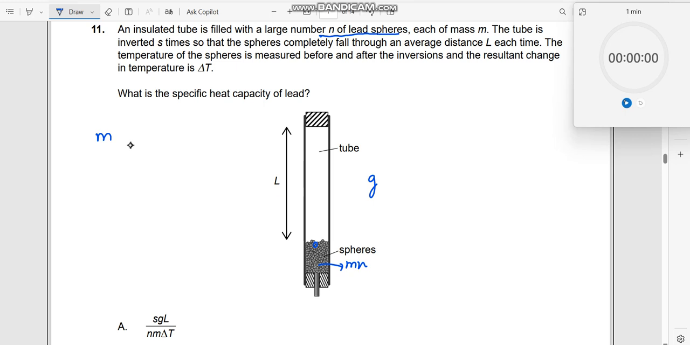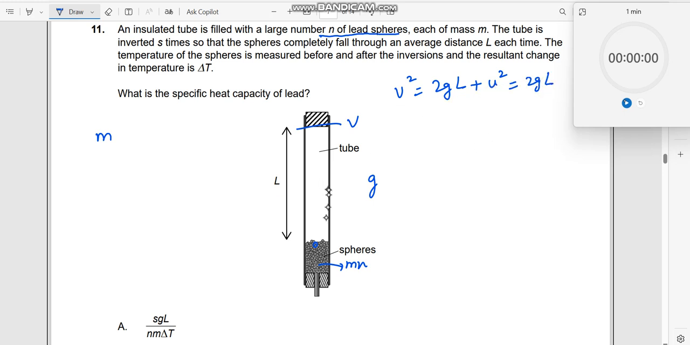The speed at which it hits here is v. When it is inverted, you can write v squared equals 2gL. Why? Because v squared equals u squared plus 2aL. Here u is the initial velocity at this point; when you invert it, it starts moving under the force of gravity and hits here with velocity v. Putting u equal to 0, I get v squared equal to 2gL.